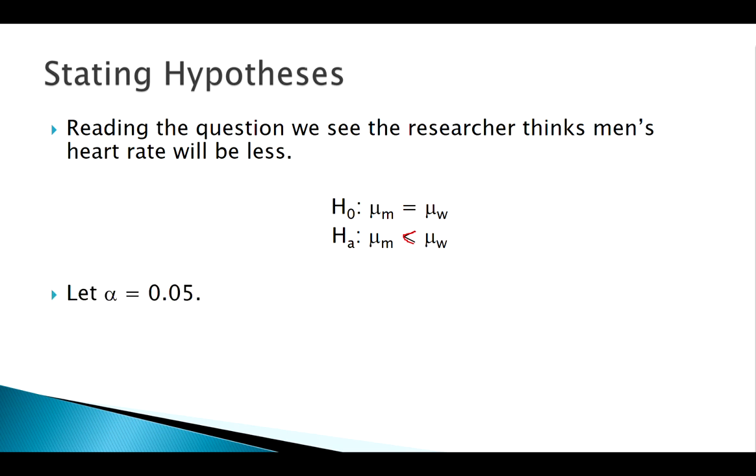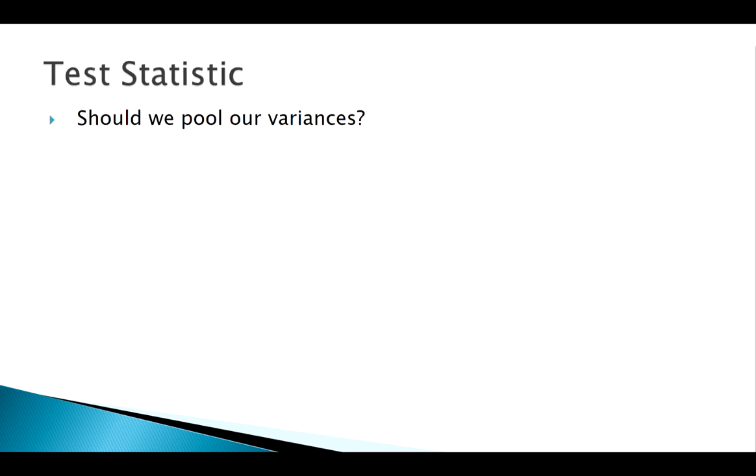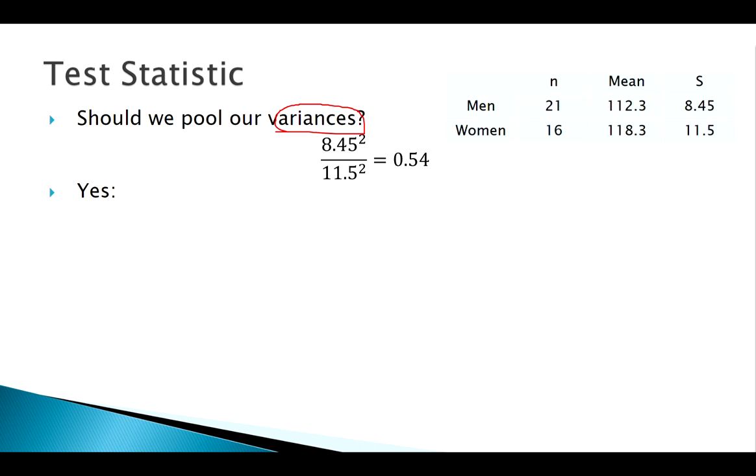Just say alpha 0.05. When calculating our test statistic, we know that when we have two samples, we really should think about pooling our variances. Notice that when we're making this decision, it's about the variances, not the standard deviations. In the question, we were given our standard deviations. So when I'm plugging in, I have to square the standard deviations to look at the ratio of variances.